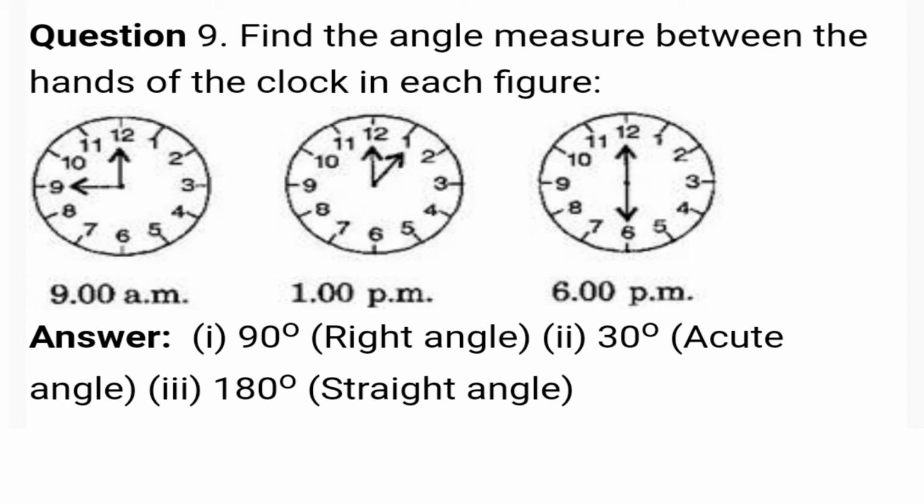Similarly, let us try to answer figure B, which shows 1 PM. Here, when we place the baseline of the protractor on a straight line along 6 and 12, then the measure of angle we get is 30 degree. Now let us try to answer the third figure, which shows 6 PM. Here, when we place the baseline of a protractor on a straight line along 6 and 12, then the measure of angle we get will be 180 degree. It is because it forms a straight line.